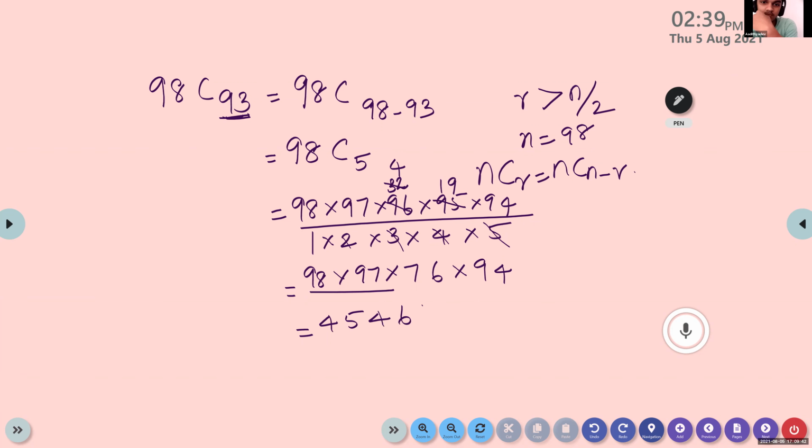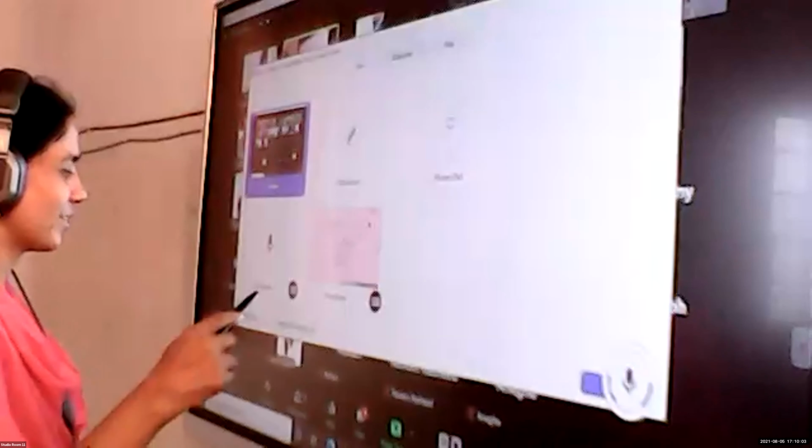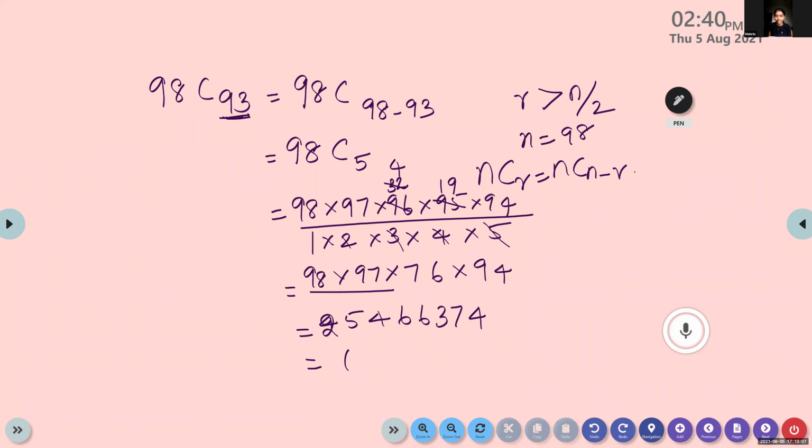2546637 and 2 six. 25466374. Is it correct, children? Anushwarya, Mehrin, I got another answer. What is the answer you got? 67910864.